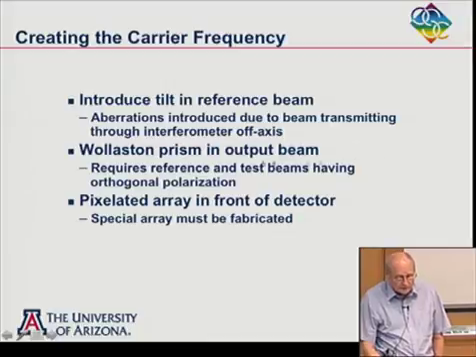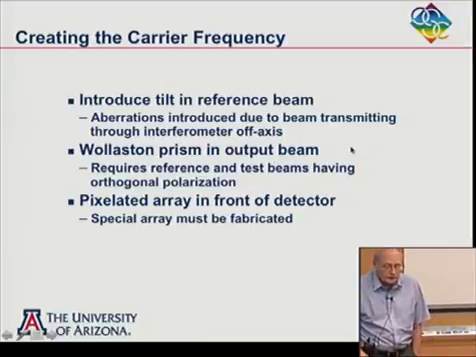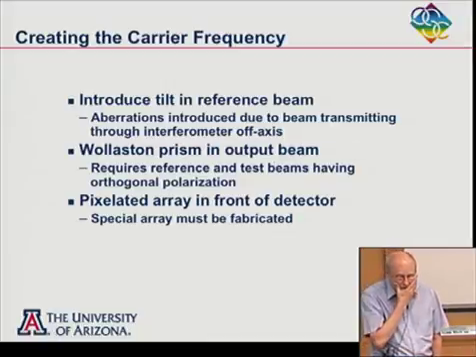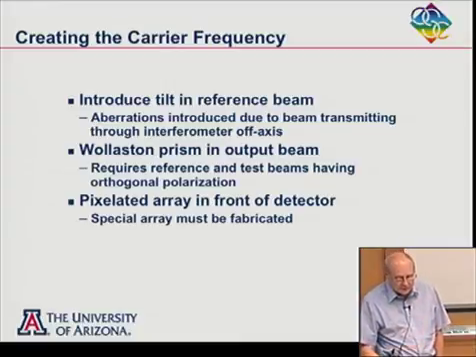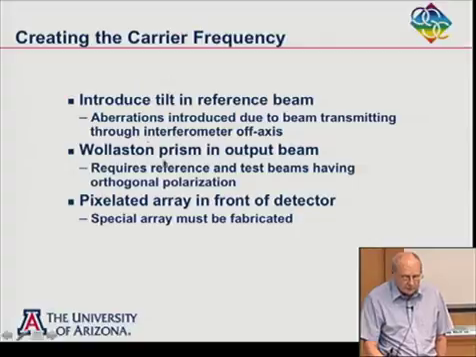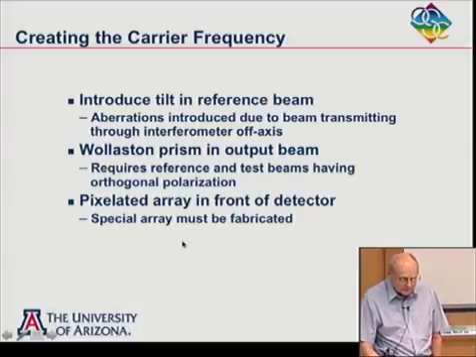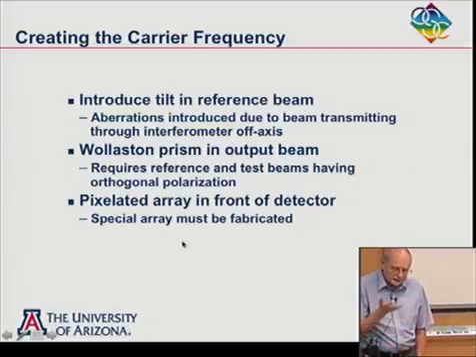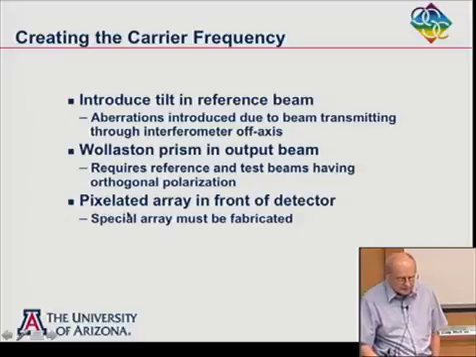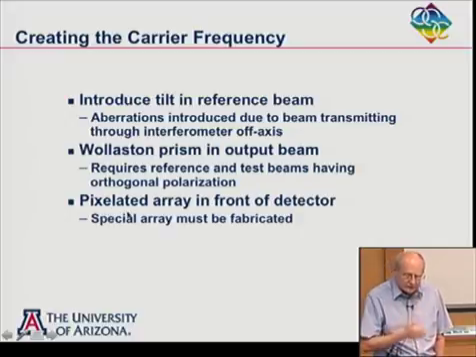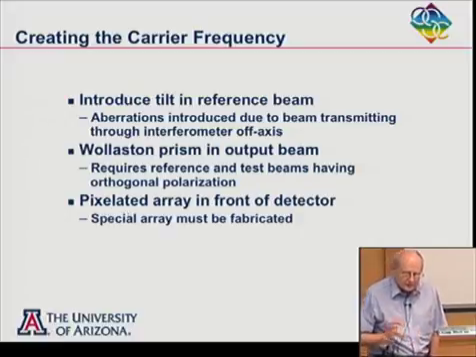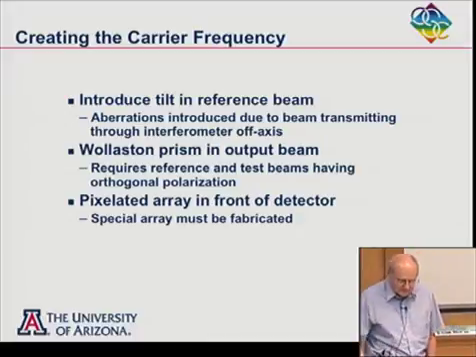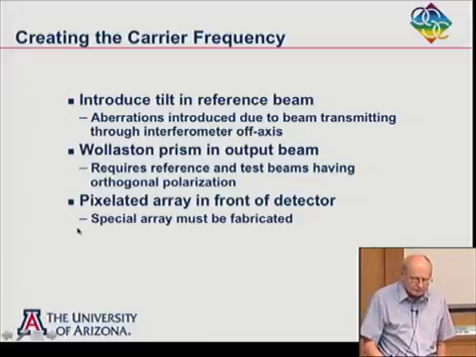The second is where you can put a Wollaston prism in the output. If the test and reference beams have orthogonal polarization, I can put a Wollaston prism in the output to get the tilt. And I'll show a slide of that in just a second. And the last approach here is going to be my favorite approach, using a pixelated array in front of the detector. And I'll get to that, but it's going to be a few slides away before I get to that.